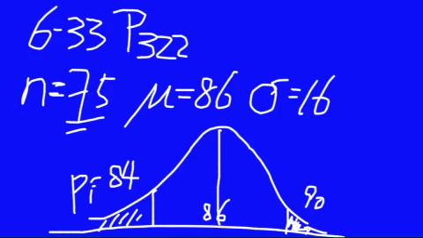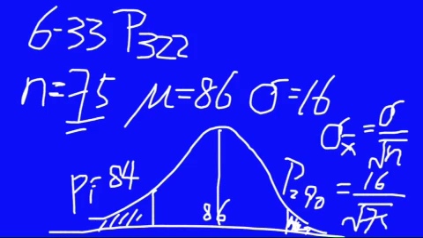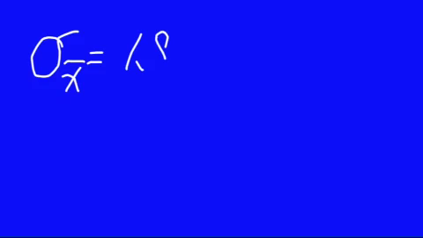P1 and P2. What we can do first is to calculate the standard error. The standard error comes from the population standard deviation divided by the square root of the sample size. So 16 divided by the square root of 75. And then you get the square root, and you get the standard error, which is 1.848.